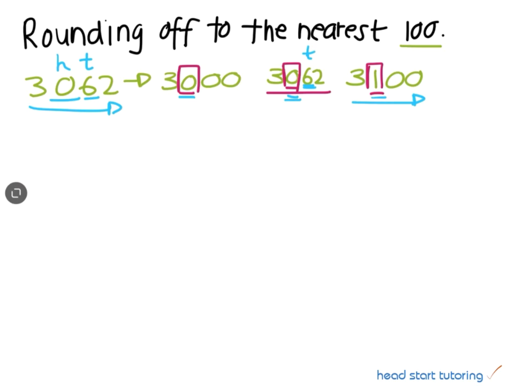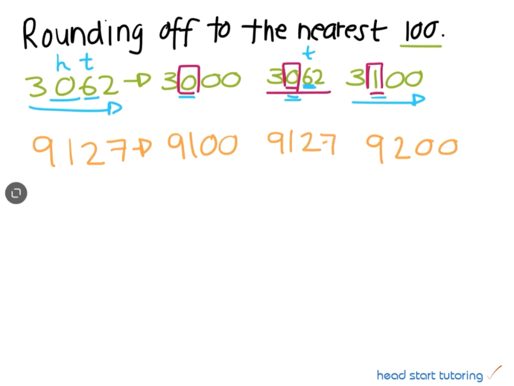Let's have a look at the number 9127. We've got 9100 and 9200 on either side of this number. So 9127 in the middle. And let's have a look. There's our hundreds. And now we need to consider our tens as well in this number.